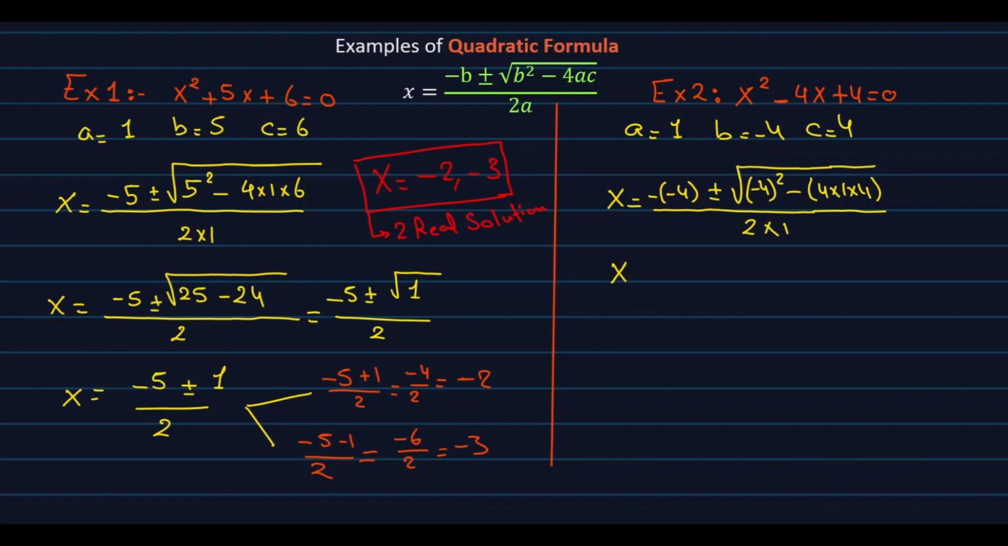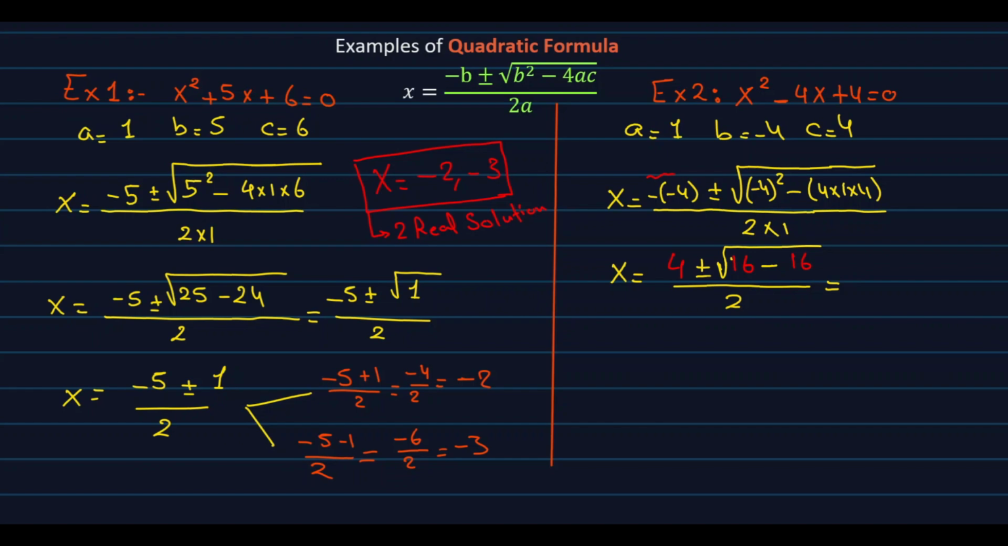Let's start to calculate. We're gonna have x is equal to negative times negative. Over here, we're gonna have 4 plus or minus square root of negative 4 squared. All of the negative 4 is squared, so we're gonna have over here 16 minus 4 times 1 times 4, which is another 16. Over 2a, 2 times 1 is just 2. So from here, you can stop and take a look. You have a square root of 16 minus 16, which is 0.